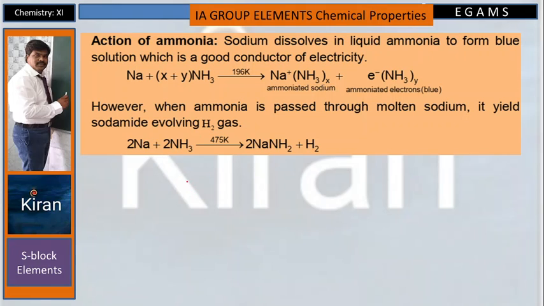Ammonia is available in liquid form. Liquid ammonia. When this ammonia reacts with active sodium metal or alkali metal, it will dissolve, and you will get a liquid. That liquid is blue in color. A blue colored liquid will be formed.